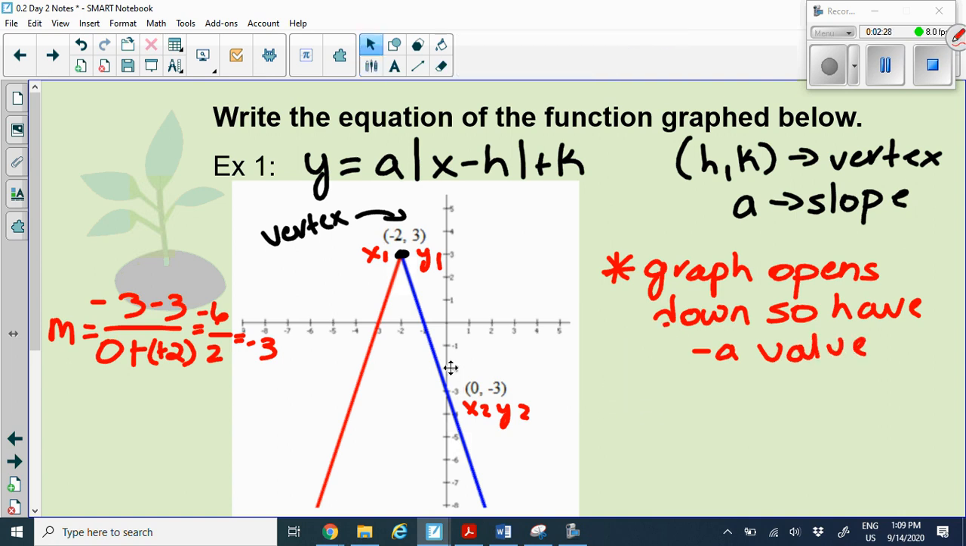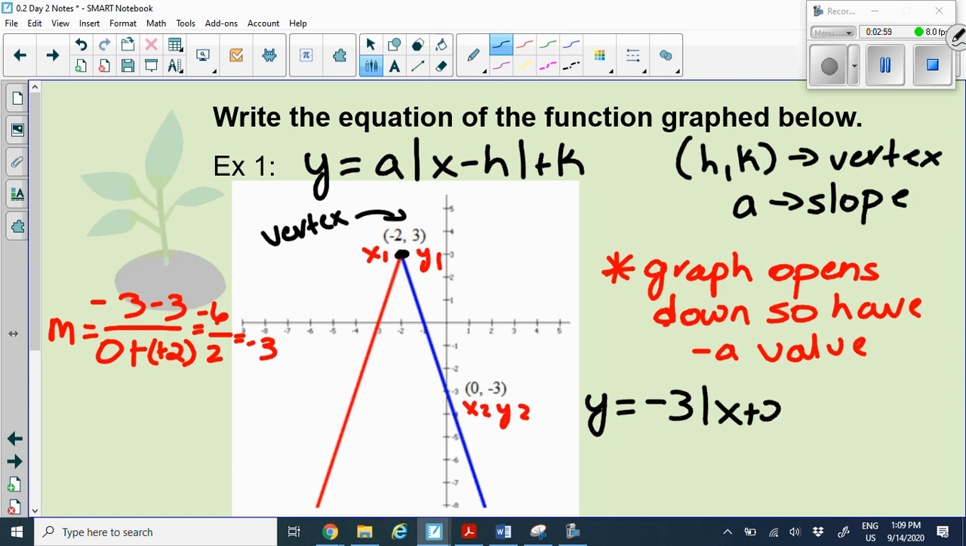Okay, now that we have all the aspects we need, we can write our equation. First we need to have y equals, don't forget that because we are writing an equation. Remember we have a negative a because our graph is opening down. 3 is our slope. I use the absolute value signs, and then x. Now here, notice that we have a -2 for our vertex. So are we going to write it as x minus 2 or x plus 2? Hopefully you said plus 2.